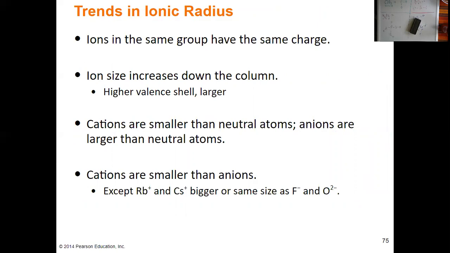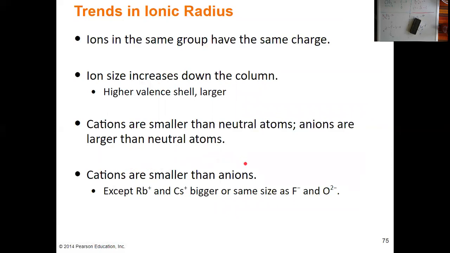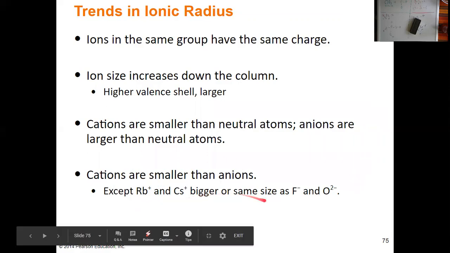Trends in ionic radius are a little bit different than your neutral atoms. We have to think about what is being gained or lost by the atoms when they're forming ions to make the size values seem reasonable to us. In general, our cations are going to be smaller than our neutral atoms, and our anions are going to be larger than neutral atoms. Another good generalization is that cations are going to be smaller than anions, with very few exceptions. We're talking about the examples that are listed here. These are the biggest cations, and these are the smallest anions. So that's maybe a little bit different.